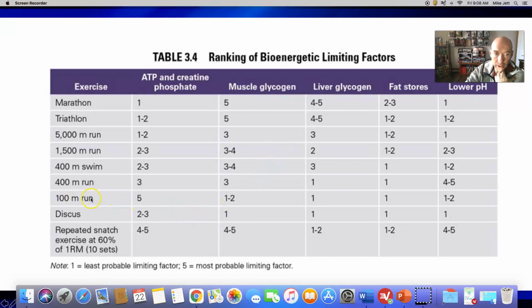Now, something like this, a very short duration activity, the limiting factor is going to be the phosphagen system. And as we saw, that gets replenished very rapidly, okay? So an athlete who does the 100 is going to recover much faster than an athlete who does the 400 or the 5,000 meter, right? Because of the energy system they're primarily relying upon and how fast the resources that fuel that energy system get replenished.